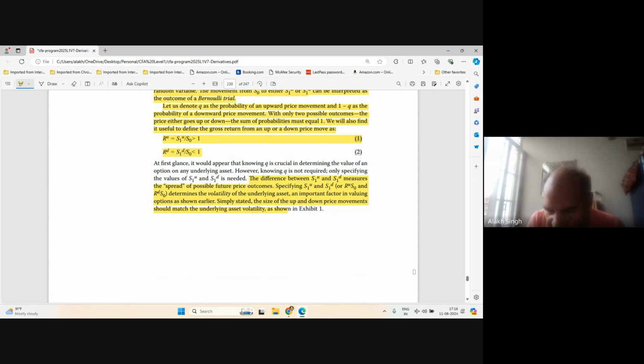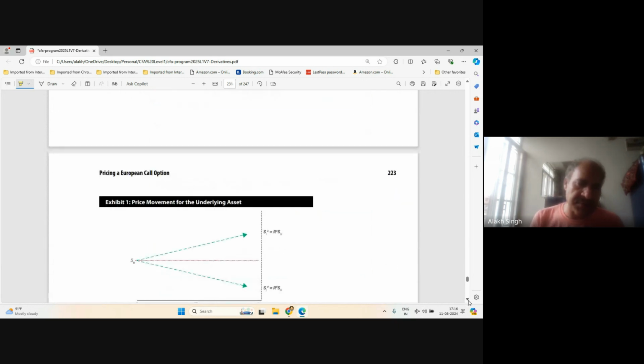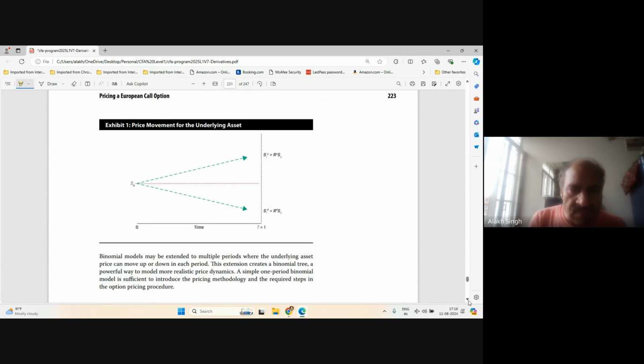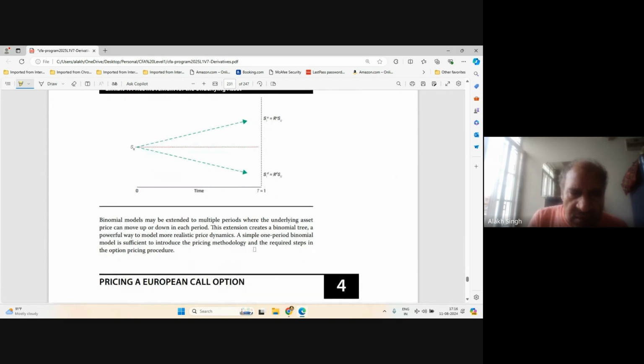Okay, so let's go down further. So far these are simple: the price goes up or down. This is the graph of that. Here is S0, and if it goes up, we reach here, and if it goes down, we reach here. This is very much normal.